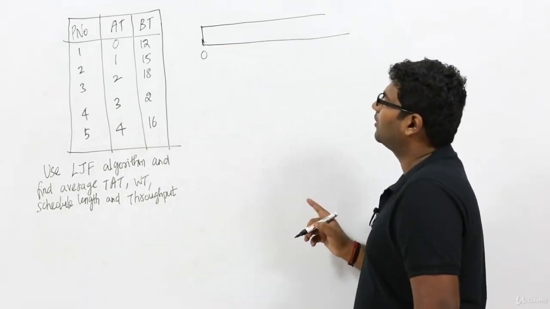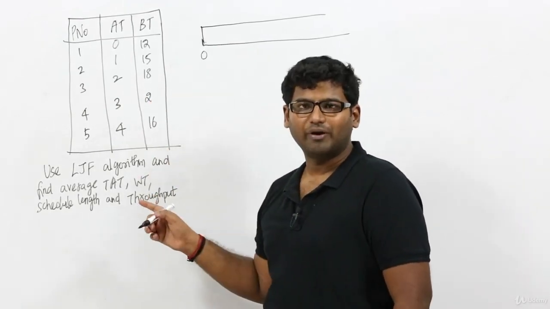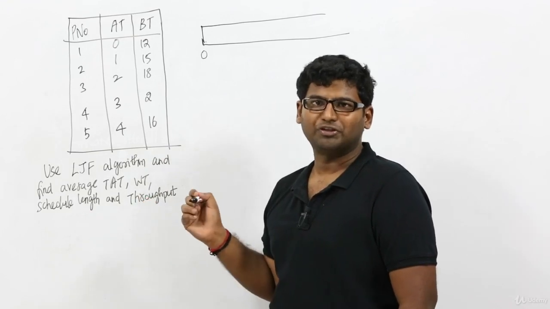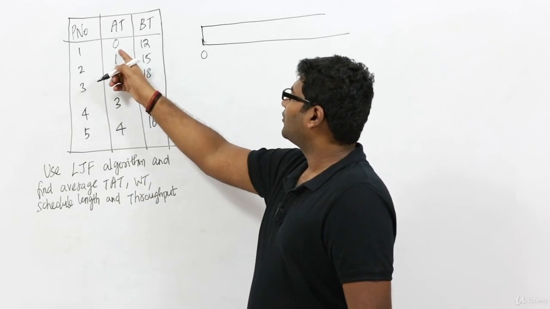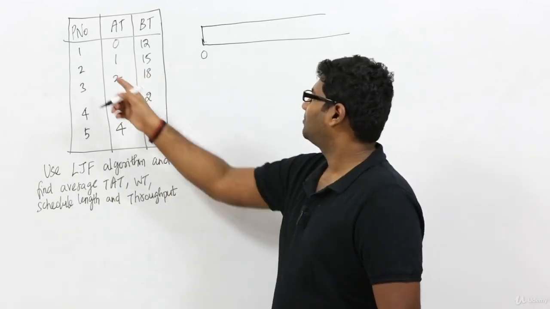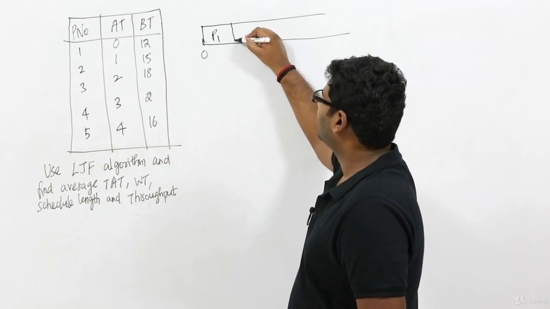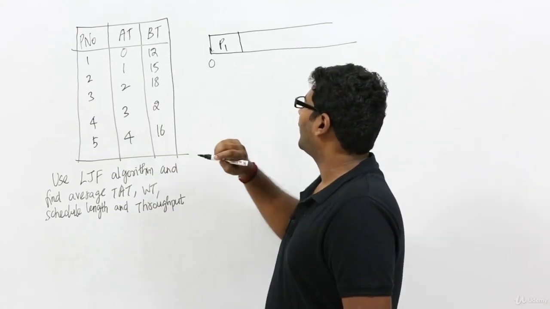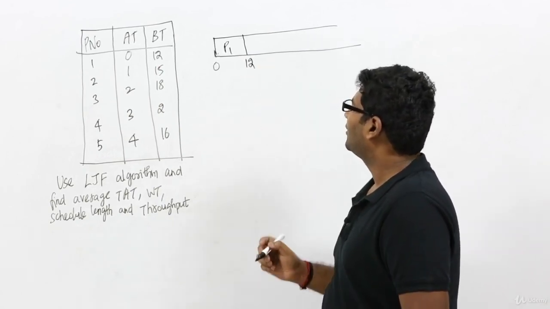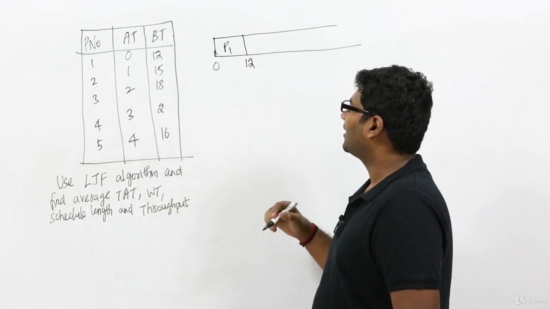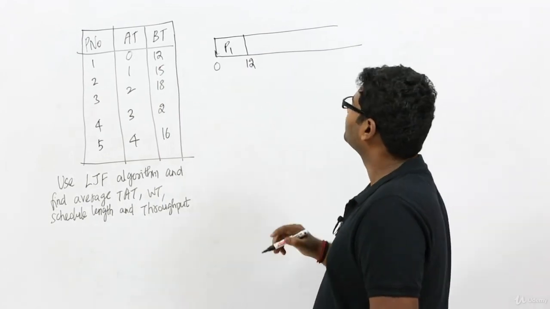Now at time unit 0, the only process which has arrived, be aware that it is a non-preemptive scheduling algorithm. Longest job first is a non-preemptive scheduling algorithm. At time unit 0, the only process which has arrived is P1. No other process has arrived, so we will schedule it, and it will go on till 12 time units, because we cannot preempt it, even if some other process with higher burst time has arrived. We cannot preempt this process P1.